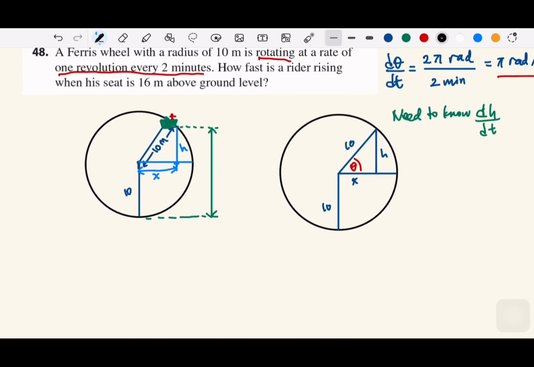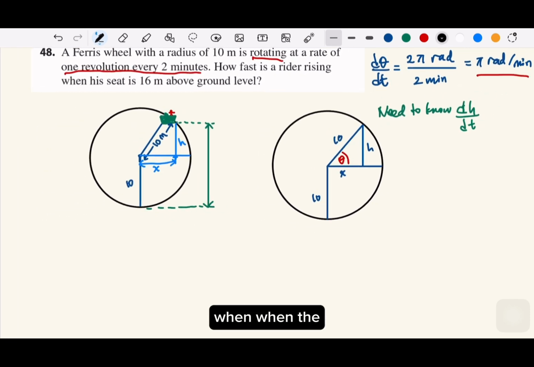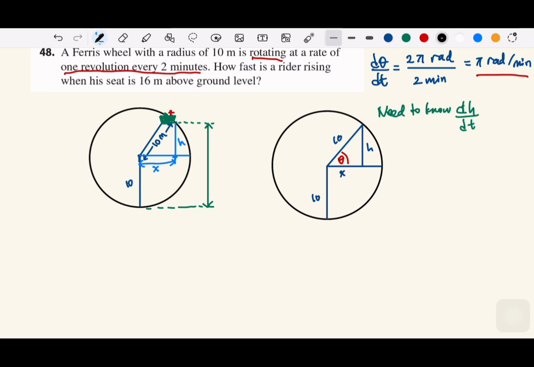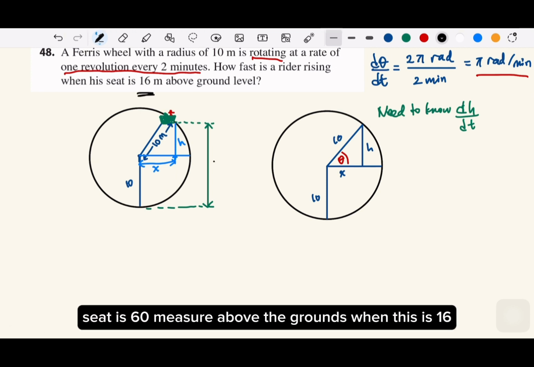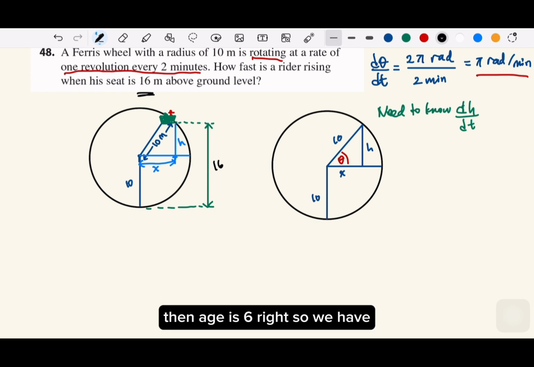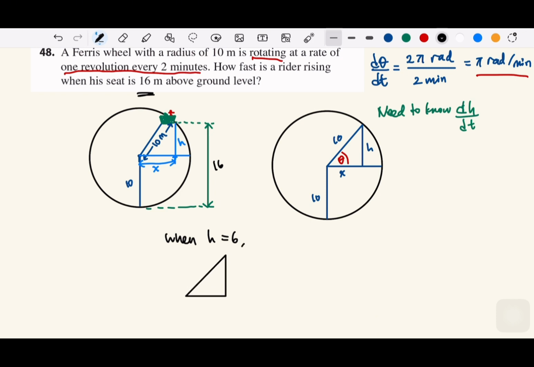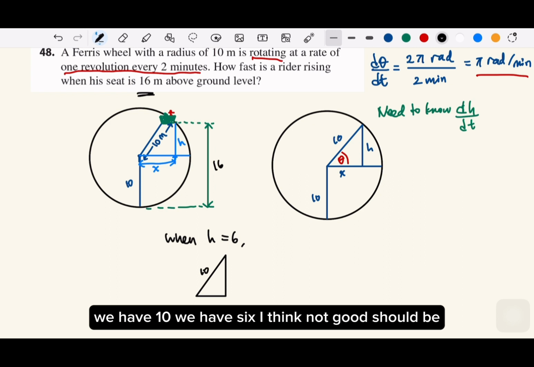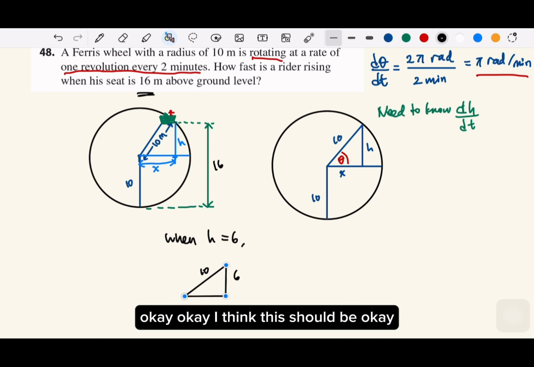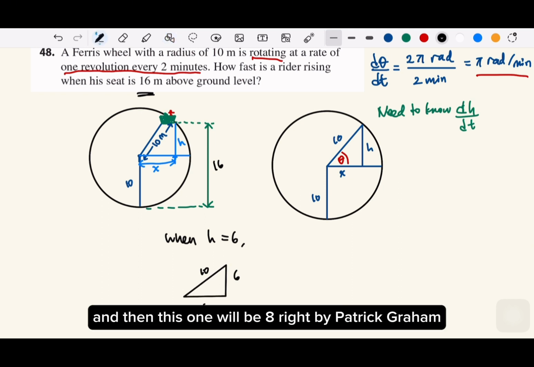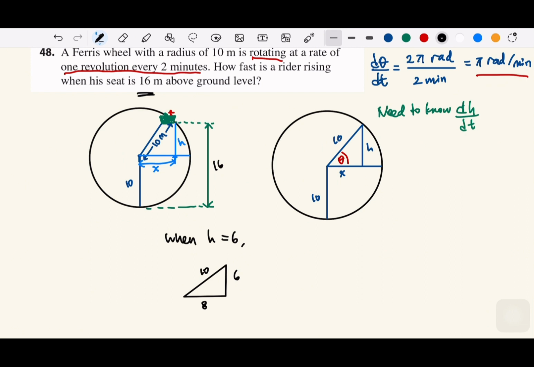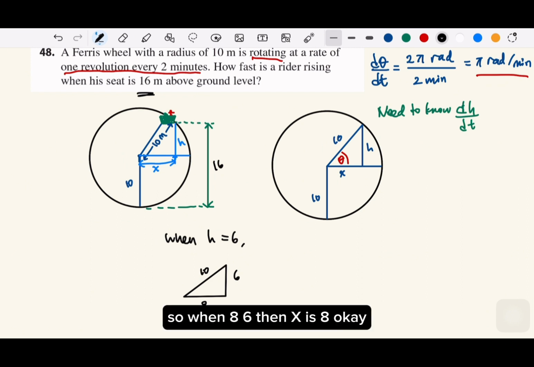So when the seat is 60 meters above the ground, when this is 16, then h is 6, right? So we have 10, we have 6. Okay, I think this should be okay. And then this one will be 8, right, by Pythagorean. So when h is 6, then x is 8, okay.